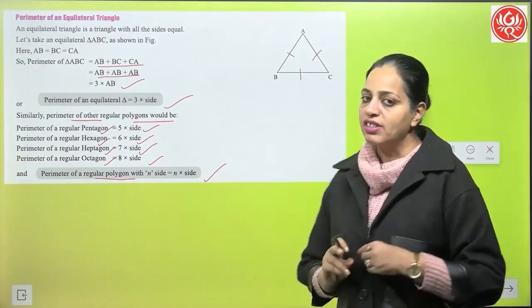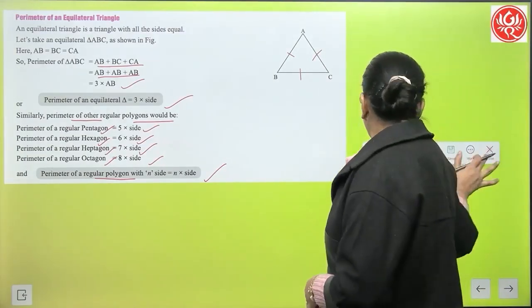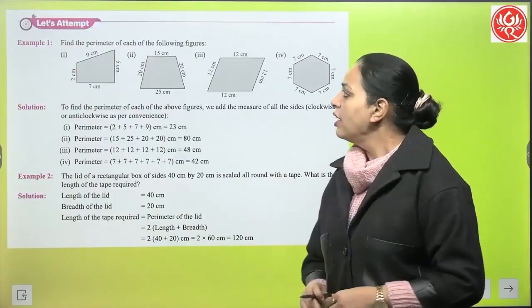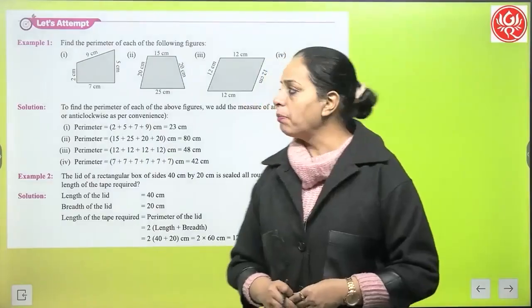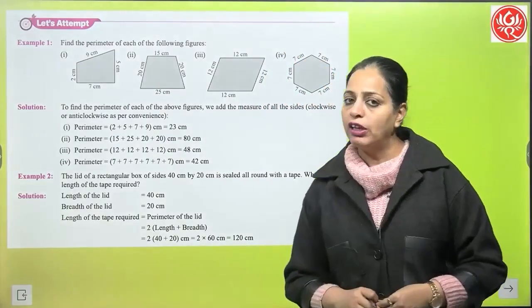So I hope this is clear to you. Very interesting and very easy. Now let us attempt some examples. Example 1. Find the perimeter of each of the following figures.